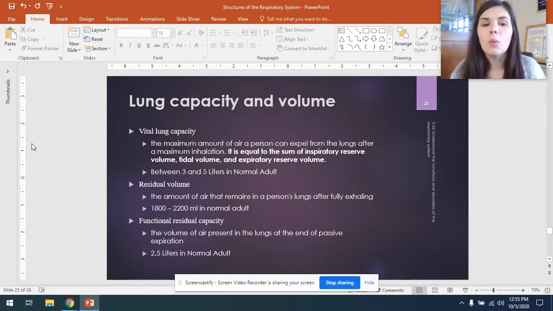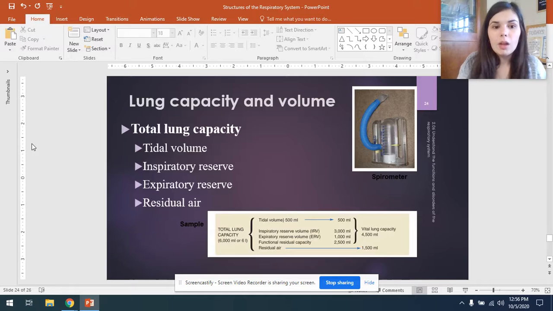Now, why do we need to know what all of these different lung volumes are? Because measuring lung volume is how we determine various disorders of the respiratory system. They're very important measurements that we need in order to determine whether someone has something going on with their respiratory system that might need to be treated. Total lung capacity is a combination of many of these different volumes added together. You put together your tidal volume, your IRV, your ERV, and your residual air volume, and you get your total lung capacity.